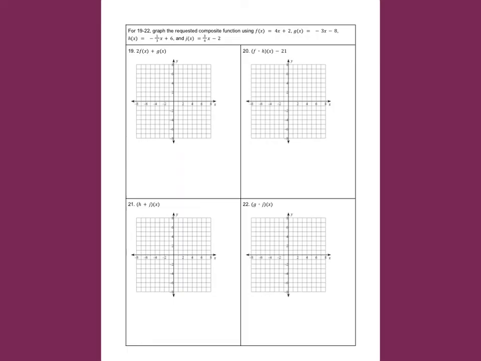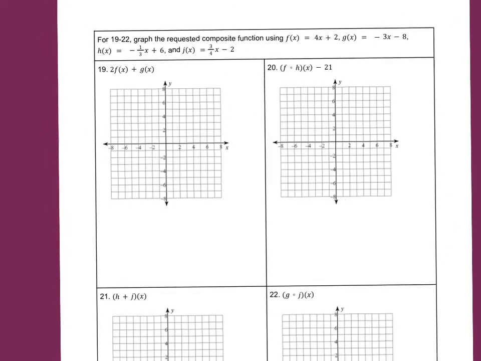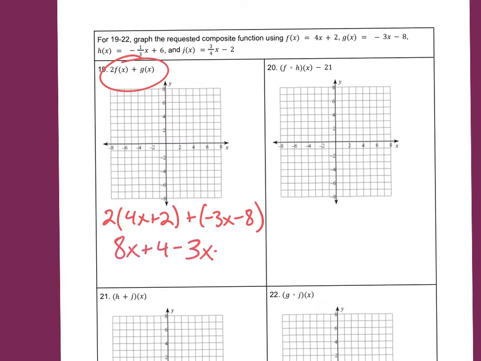All right. We've got graphing composite functions. Okay, these ones we talked about in class, okay? It's just plugging in that composite function and then graphing it. So 2 times f of x is going to be 2 times 4x plus 2, plus g of x, which is negative 3x minus 8. So 8x plus 4 minus 3x minus 8 gives me y equals 5x minus 4. So my b value is negative 4, and my slope is 5.